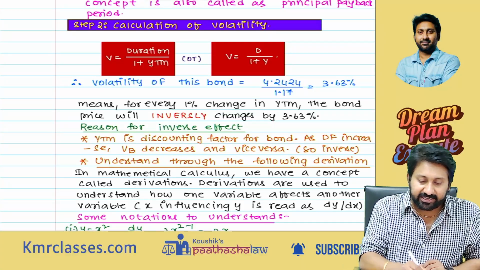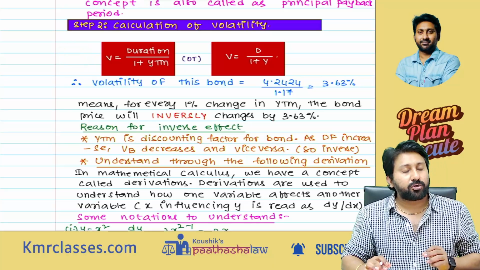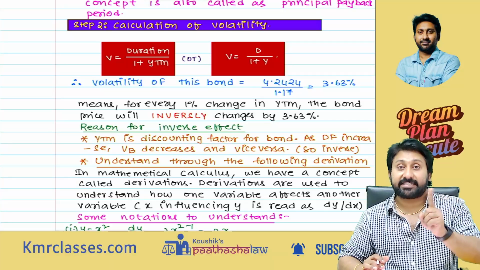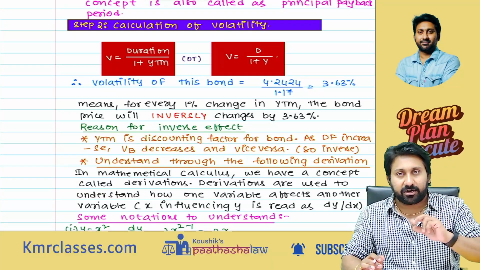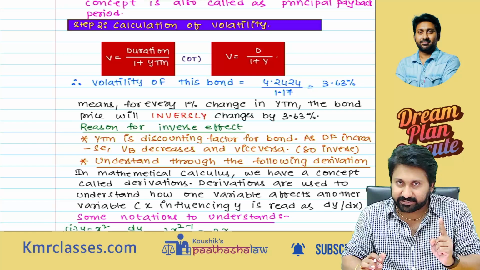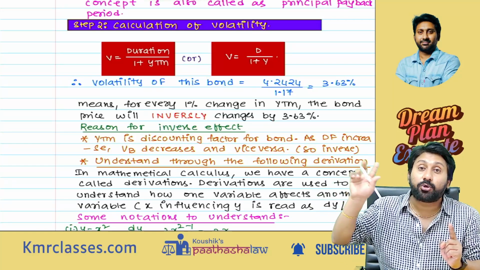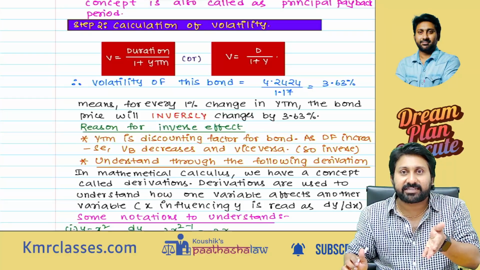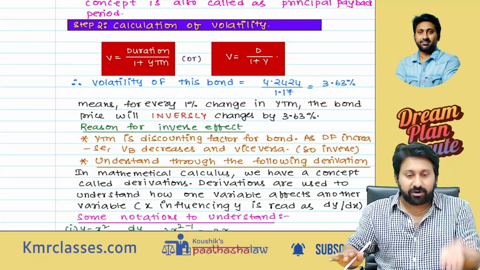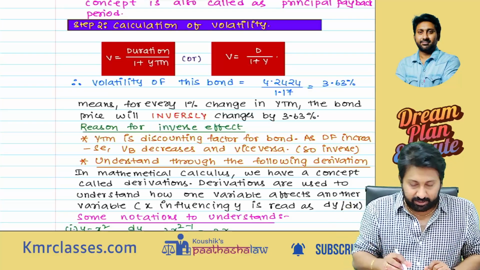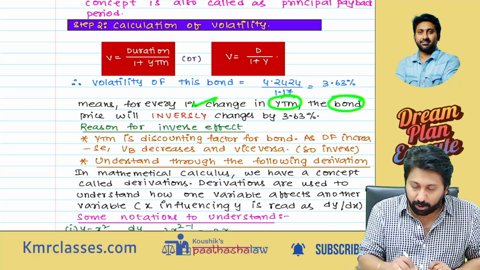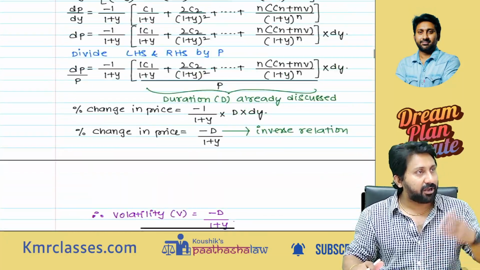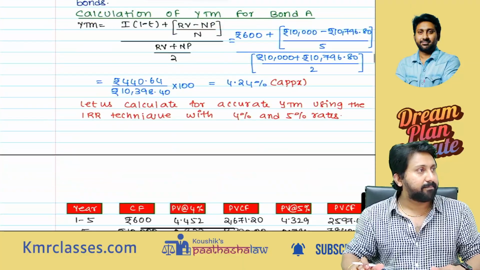Volatility is expressed as a percentage. Say 2%. What do you mean by that? If YTM changes by 1%, up or down, either addition or deletion, the price of the bond changes by 2% inversely, because YTM is a discounting factor. Just now I said, if discounting increases, price reduces; if discounting decreases, price increases. So for a 1% change in YTM, the bond price inversely changes by, in this question, 3.63%. Formula derivation is for regular classes, not now.